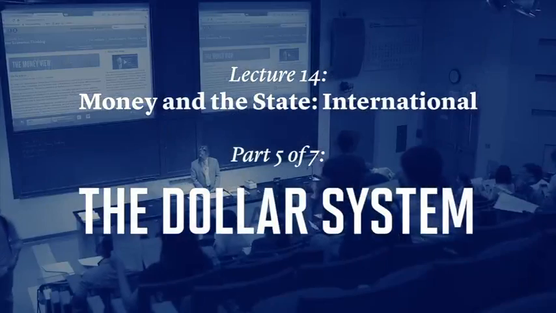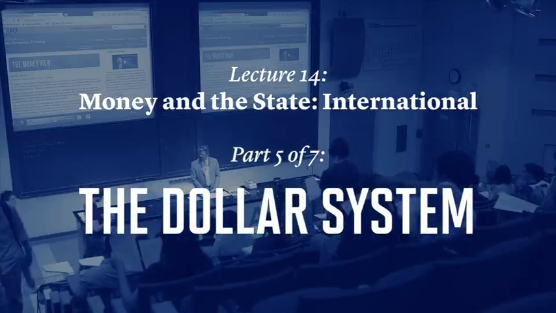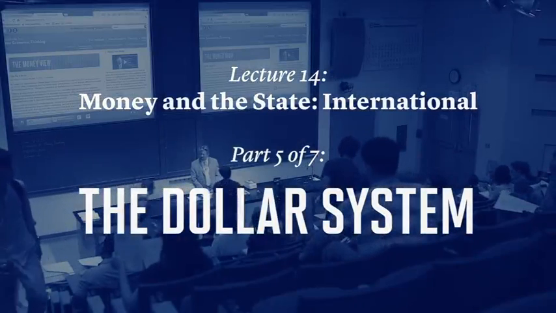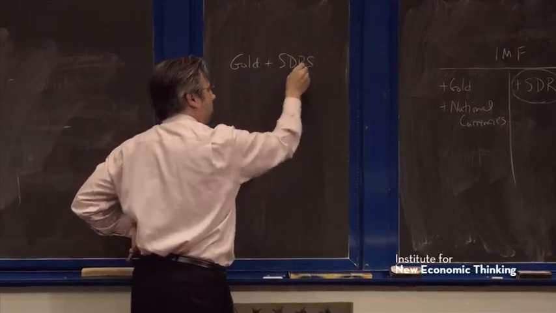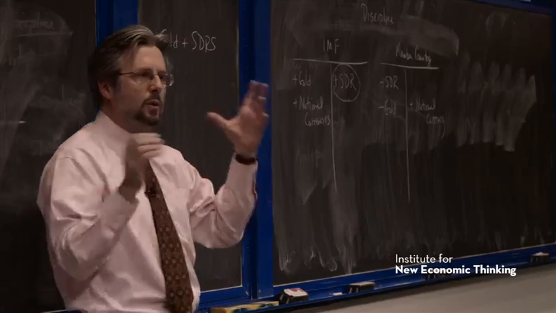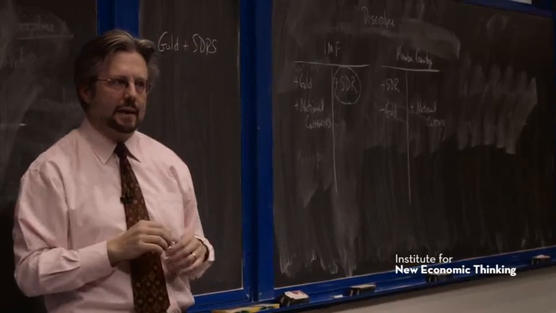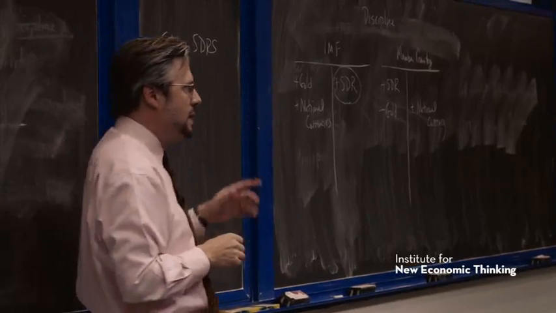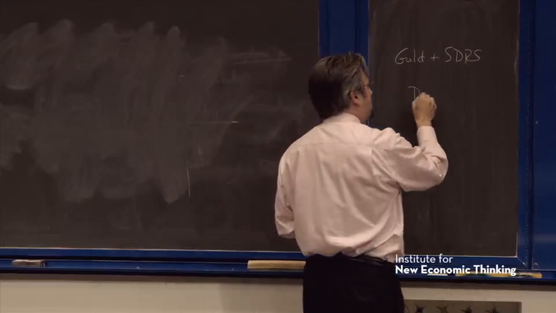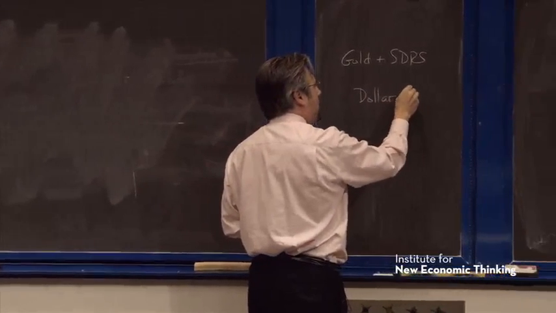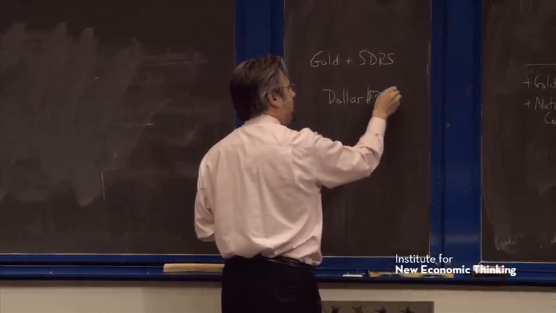So let's just review where we are in terms of the hierarchy. The hierarchy is that there's gold at the top plus SDRs, which is a sort of paper gold that's a fixed quantity that's been added to the system. Underneath that, in Bretton Woods, is the dollar, which is pegged to gold at $35 an ounce.